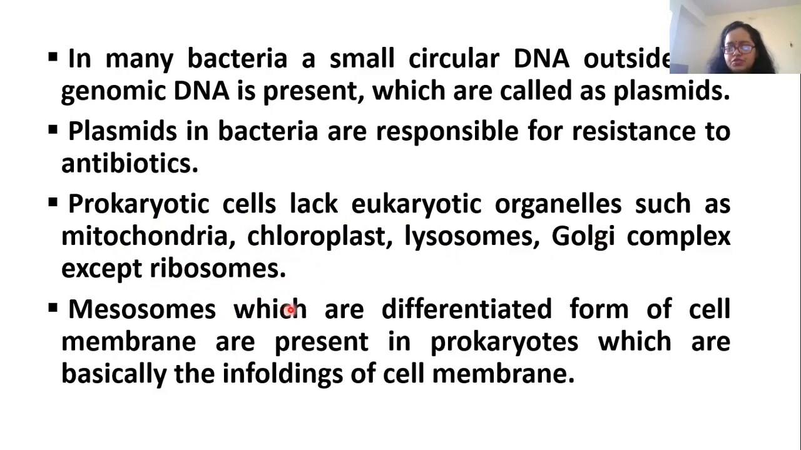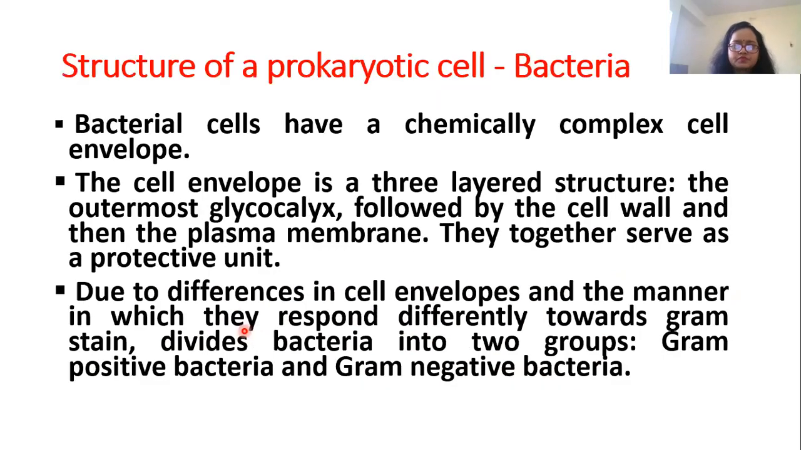Next is mesosomes, which are differentiated from the cell membrane and are present in prokaryotes. In prokaryotes, the cell membrane is present, and outside the cell membrane, the cell wall is present. The cell membrane in prokaryotes forms different enfoldings into the cytoplasm. Those enfoldings are in the form of vesicles or tubules, and those vesicles or tubules are called mesosomes.